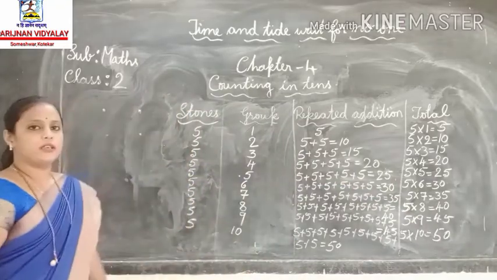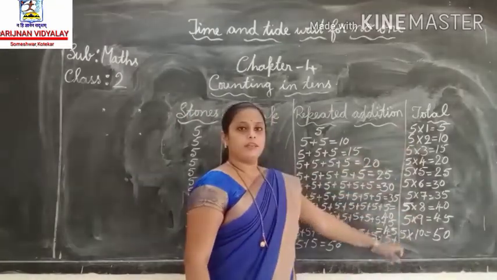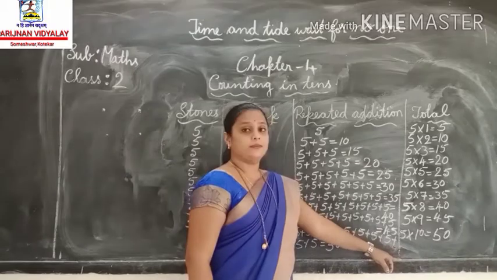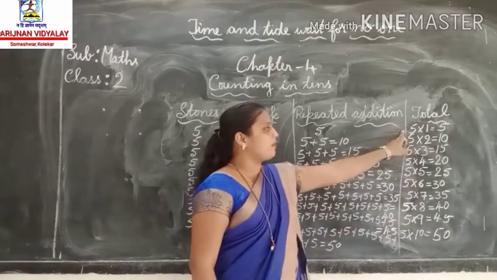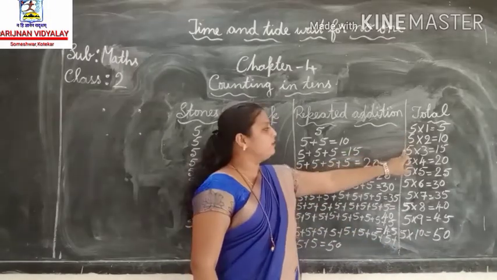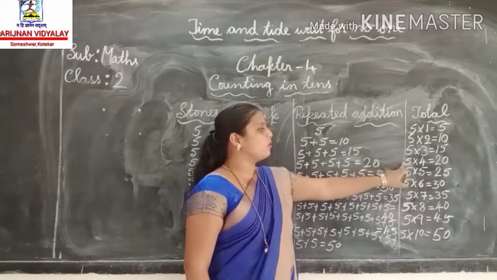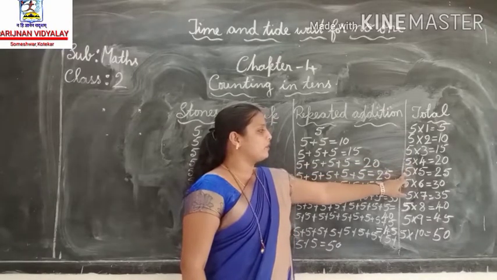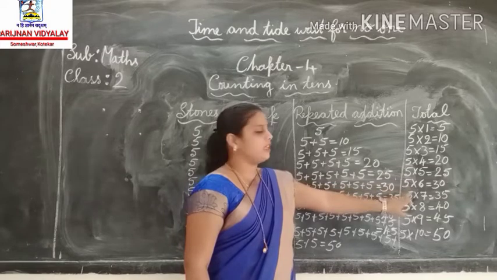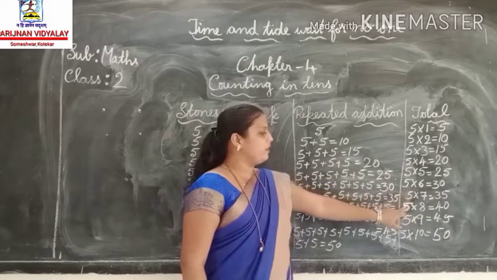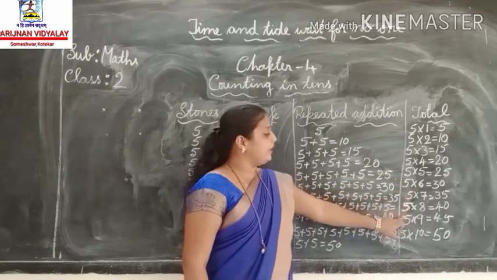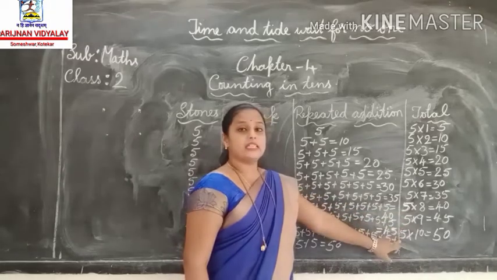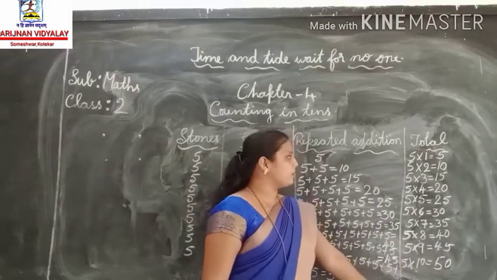Have you understood? Shall we read the multiplication table of 5? Okay. 5 ones are 5, 5 twos are 10, 5 threes are 15, 5 fours are 20, 5 fives are 25, 5 sixes are 30, 5 sevens are 35, 5 eights are 40, 5 nines are 45, 5 tens are 50. Once again repeat after me.